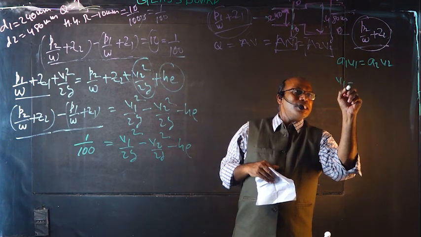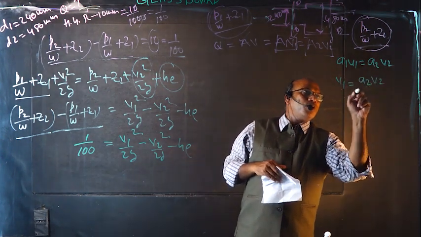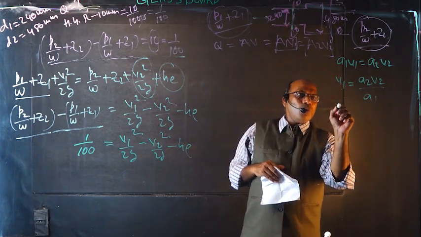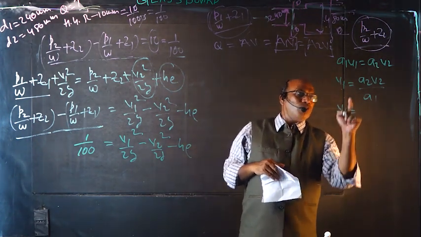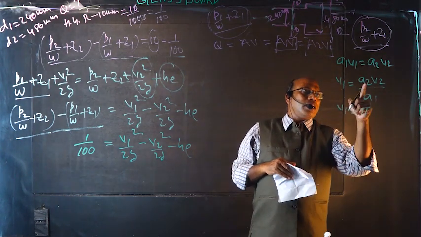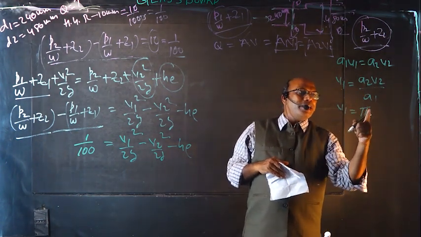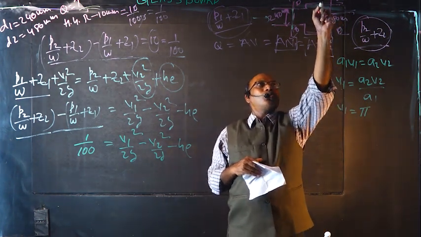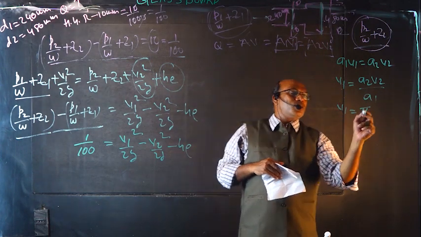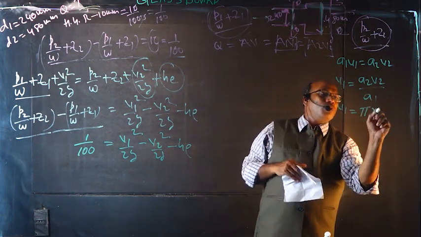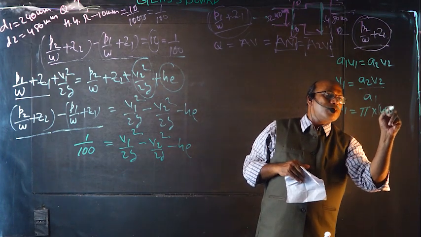Therefore, V1 is equal to A2 V2 divided by A1. Now, V1 equal to, what is A2? A2 is nothing but pi by 4 d square, where d is the diameter at section 2-2. That is equal to pi into d square, with diameter 480 mm.